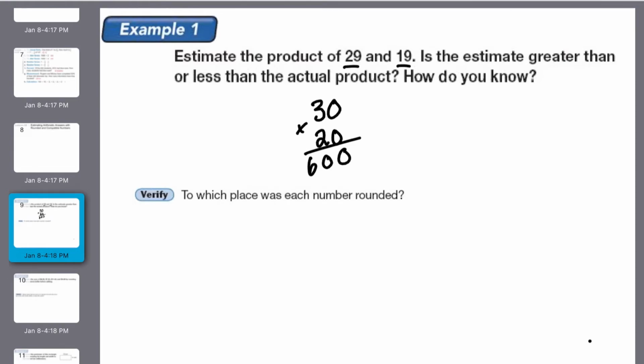Is my estimate greater than or less than the actual product? Well, I know that it's greater than the actual product because I rounded both numbers up for my estimate. To which place was each number rounded? I rounded both of them to the tens place.